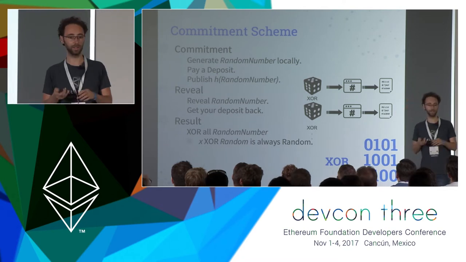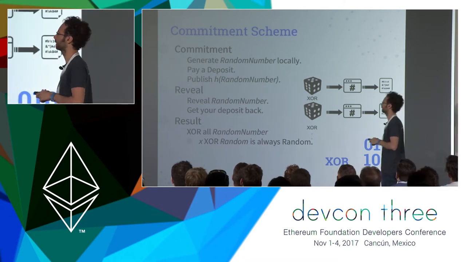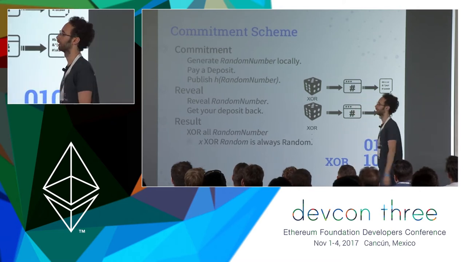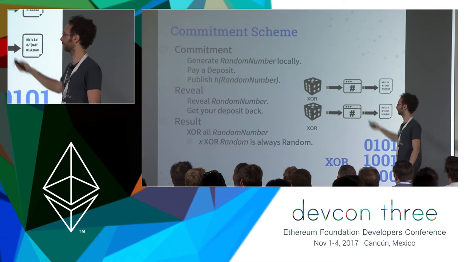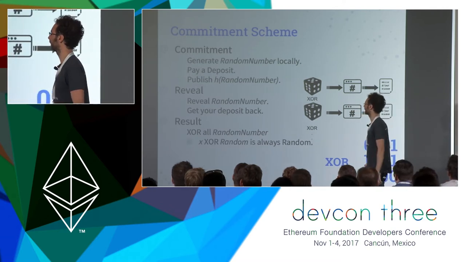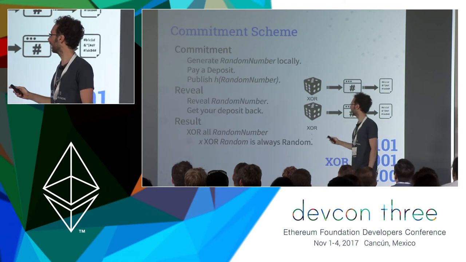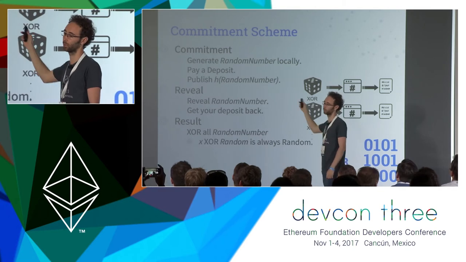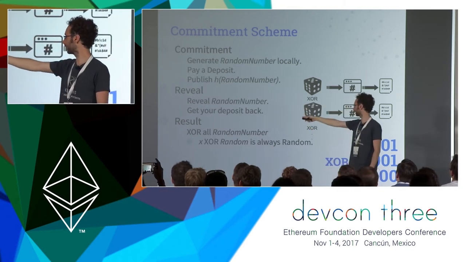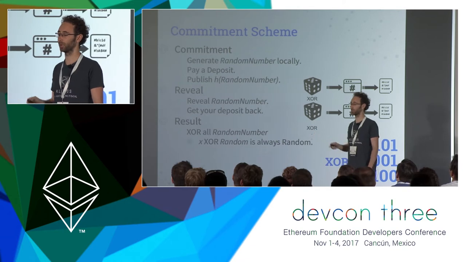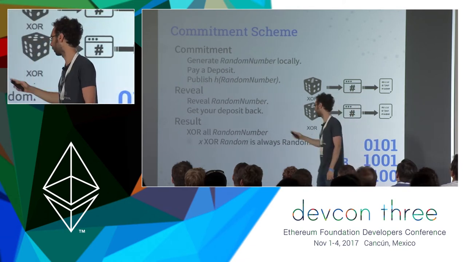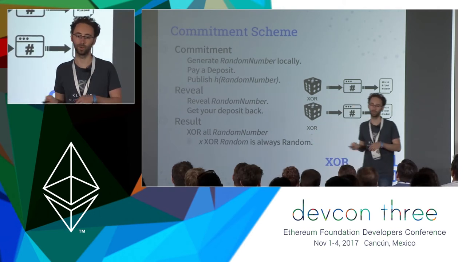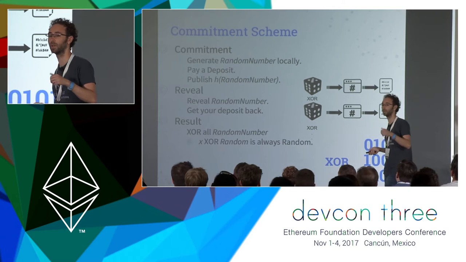One method which is really useful when you don't have a lot of parties is commitment chains. The idea: you generate a number locally, you publish its hash, you let many parties do that, they pay a deposit, and in the second phase, they reveal the numbers. Of course, we verify that the hash corresponds. And the result is the XOR of all random numbers. One interesting property of XOR: if you XOR something random with whatever, it's always random. So you just need at least one party inputting a random number.